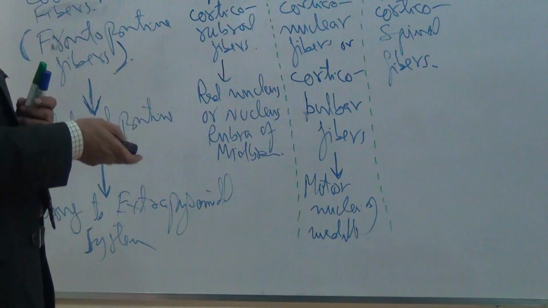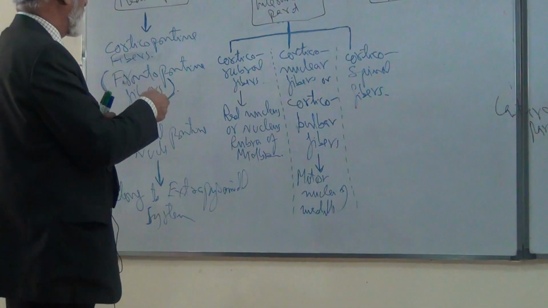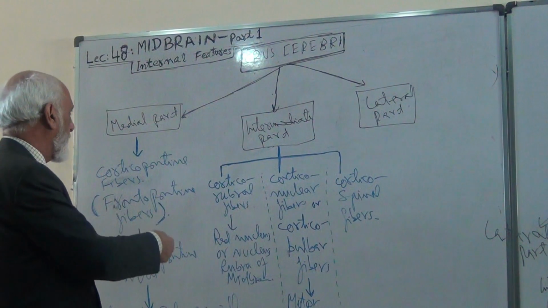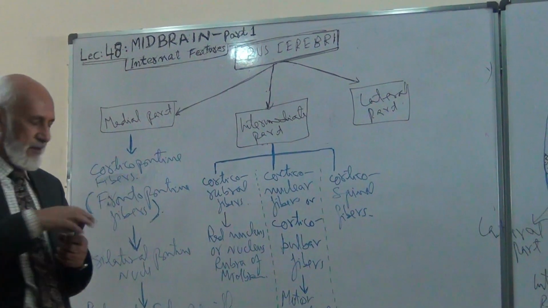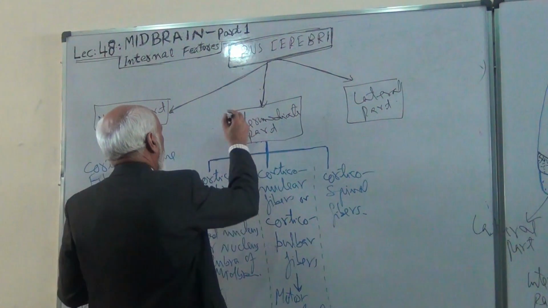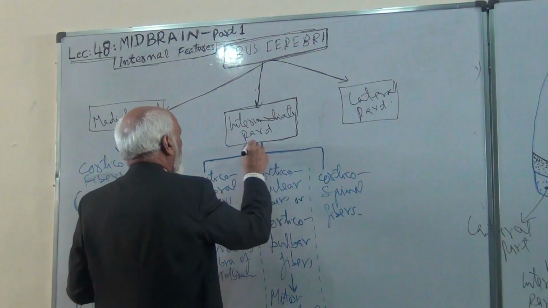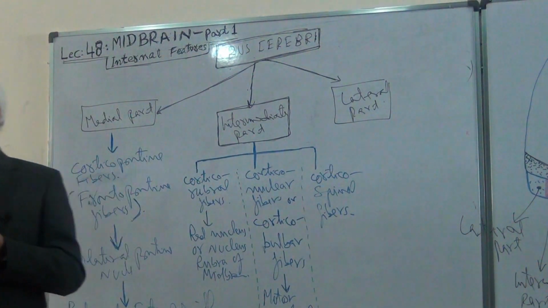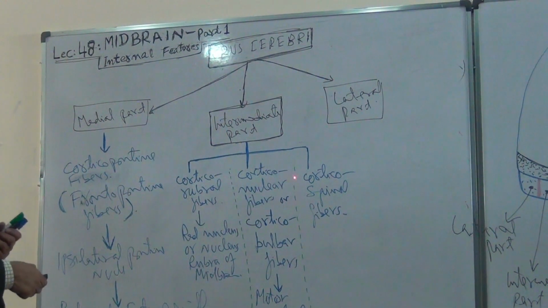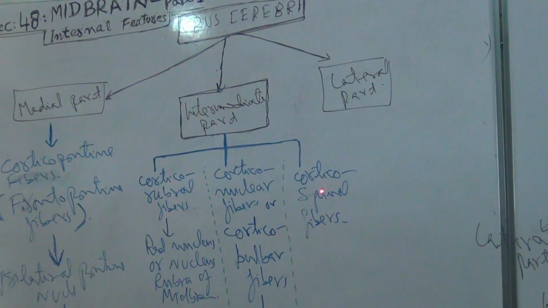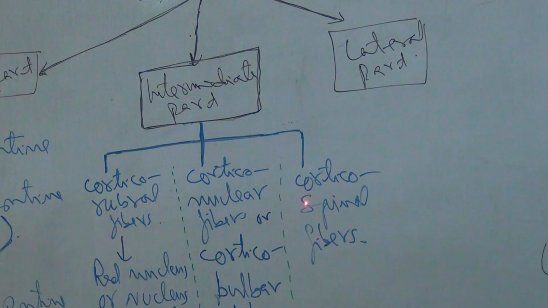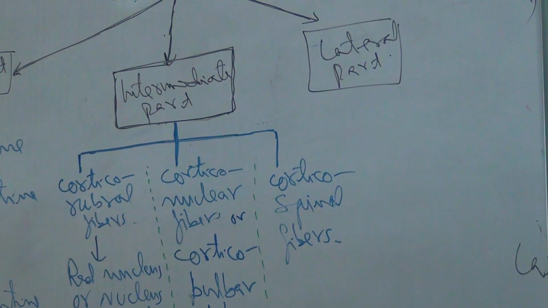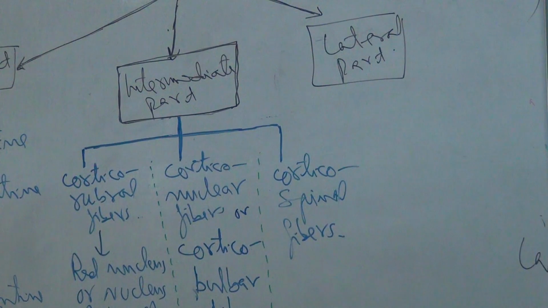Next, the tracts which descend through the intermediate part are corticospinal fibers. Their name indicates that they arise from the cerebral cortex, descend through the midbrain, pons, and medulla oblongata, enter the spinal cord, and terminate in the spinal cord at different levels.